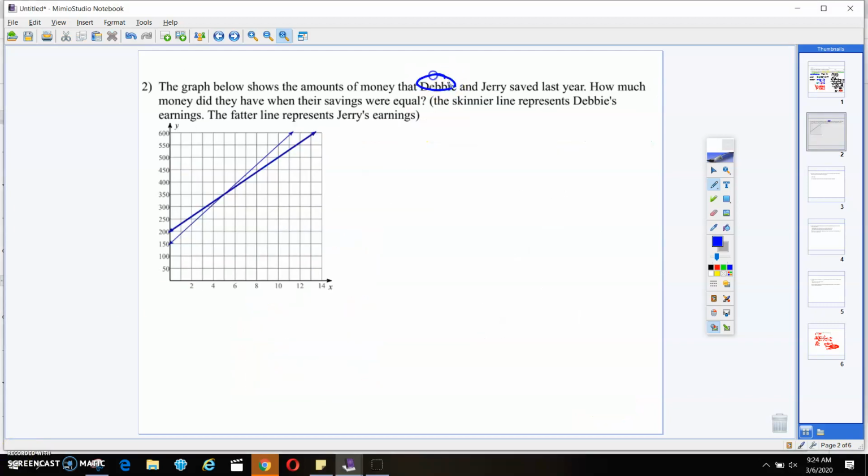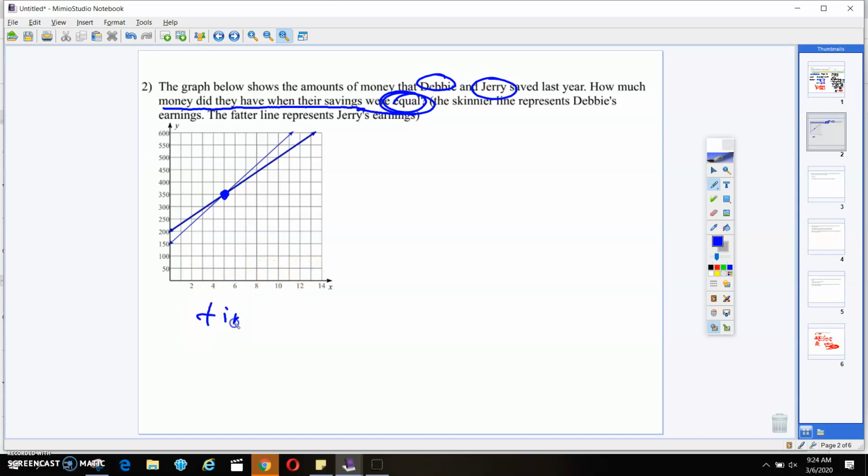The fact that you got Debbie and Jerry, right? And then the question that they asked is how much money did they have when their savings were equal? Okay, so let's talk about the word equal. So when I have two equations and they cross over at a point, which is like right here, right? That means that the two equations are equal to each other, right? Okay, now the question asks, how much was their savings? Okay, so what does X represent here?